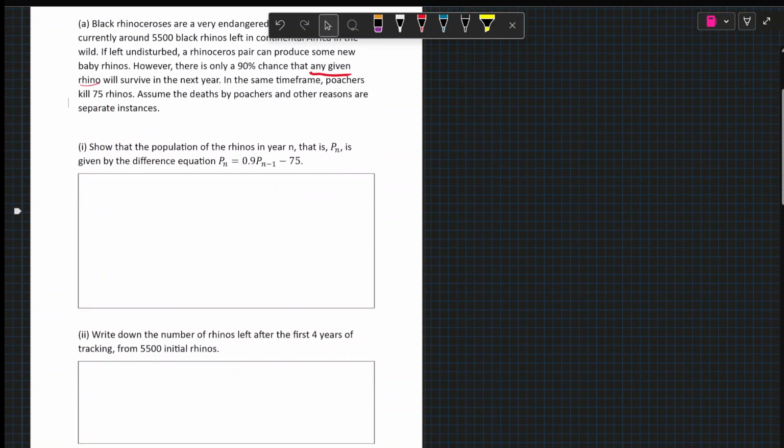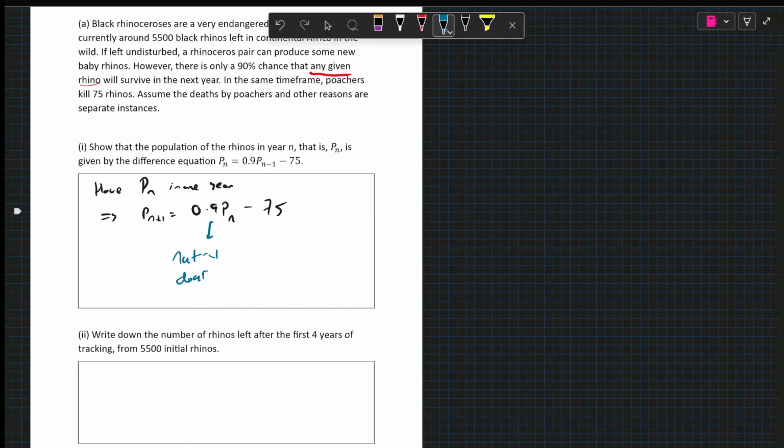Show that the population of rhinos in year n, that is Pn, is given by the difference equation. So if we have Pn in one year, then Pn+1 will be the original population reduced to 90%, and then those 75 extra ones get poached. So this 0.9 Pn is the natural deaths, although it doesn't imply that all those deaths are natural, just that they are not by poachers, and this is the ones by the poachers. So we'll just write down QED.